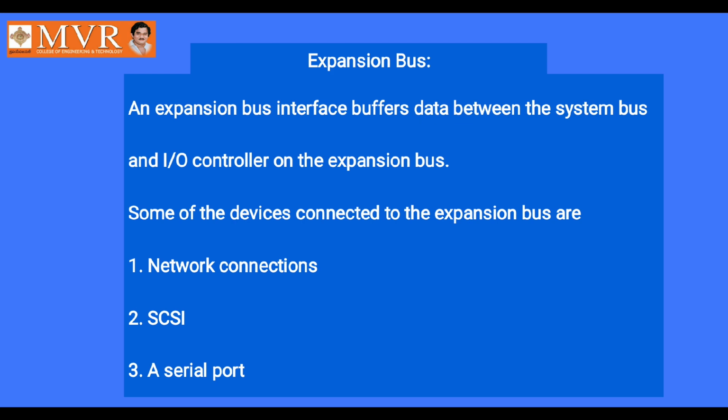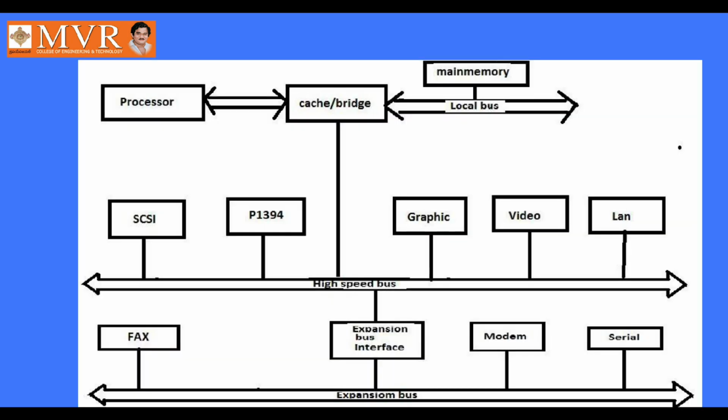You can see in the backside of the CPU there are a number of components, like serial ports and parallel ports. Serial ports are connected with a circular shape connector, whereas parallel ports are connected with cabling, like cell phone cabling. So this is the expansion bus. You can see the diagrammatic representation of the expansion bus. In the expansion bus we have fax, modems, serial ports, and many things.